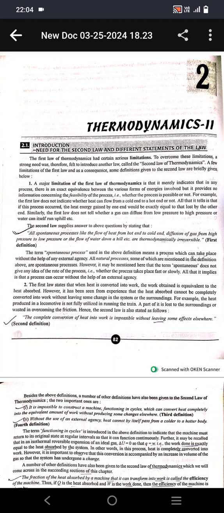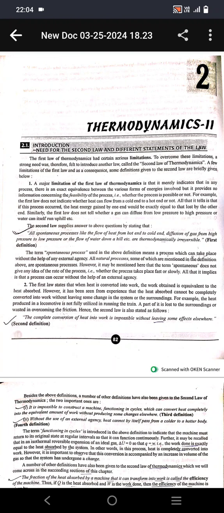Today we will do the inorganic chemistry chapter. The chapter name is thermodynamics. Firstly, we will do the introduction of this chapter. The first law of thermodynamics had certain serious limitations. To overcome these limitations, a strong need was therefore felt to introduce another law called the second law of thermodynamics.